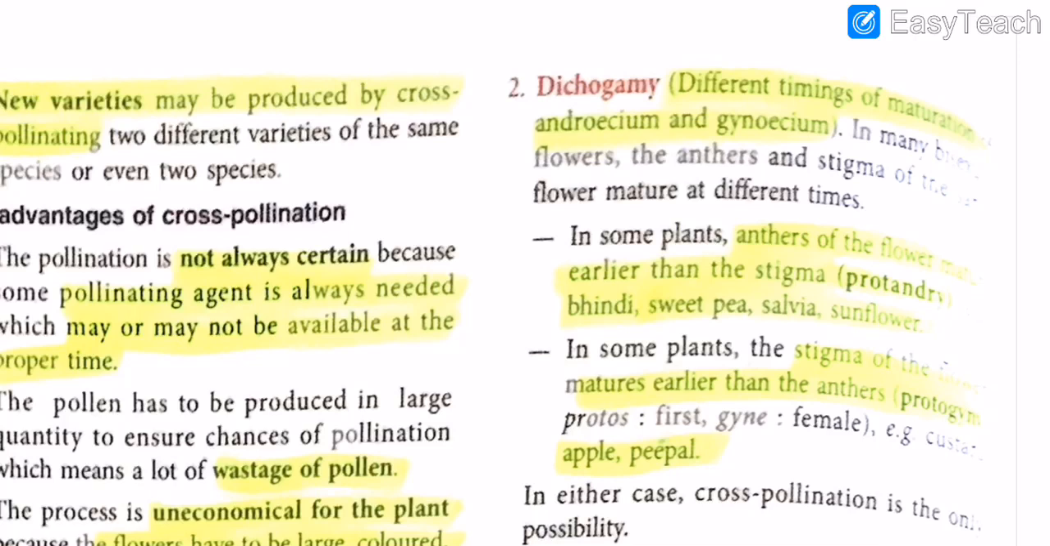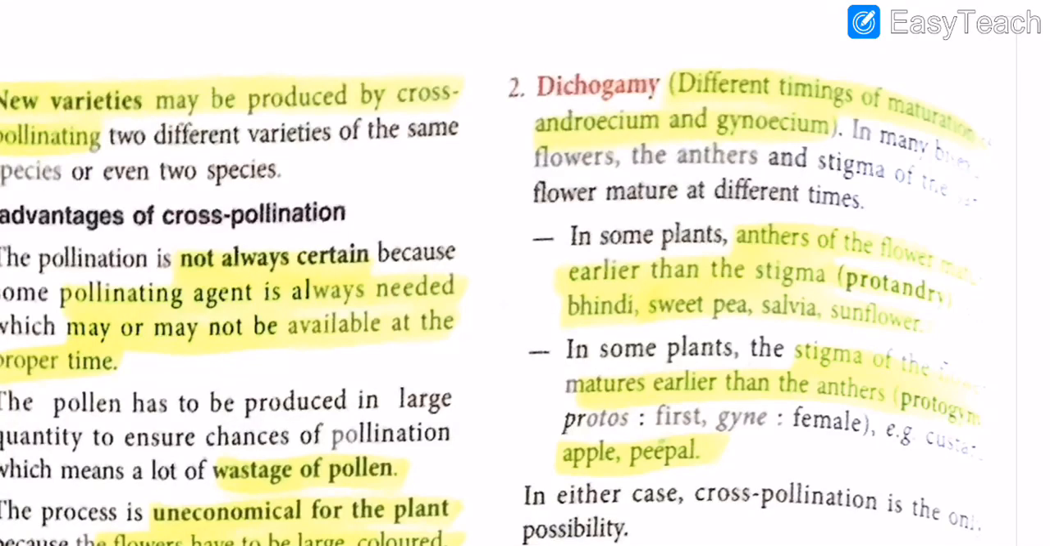Now in self-pollination, we saw homogamy, right? To ensure self-pollination, the anther and stigma should mature at the same time. But this is where nature favors cross-pollination, because in the case of dichogamy, the anther and the stigma mature at different times. When the anther of the flower matures earlier than the stigma, you call it protandry. Now when the stigma matures first, you call it protogyny, right?